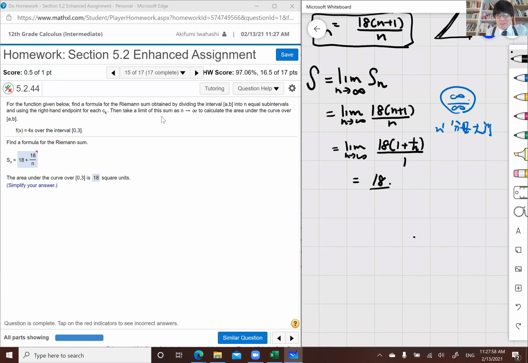By the way, this is not really a curve, it's just y equals 4x. It's just a straight line, so it is a right triangle. When x is equal to 3, the height is 12. So you are basically finding the area of this right triangle with base 3 and height 12. You see that the result agrees with the area formula for a triangle.